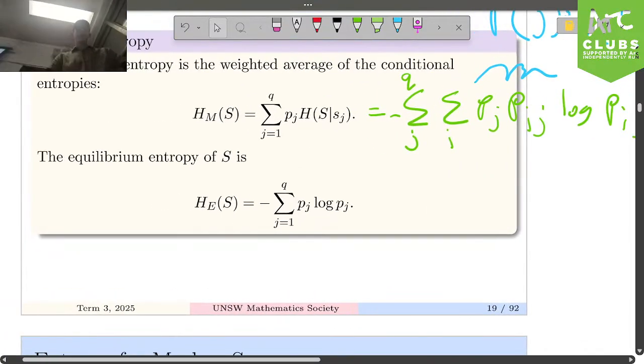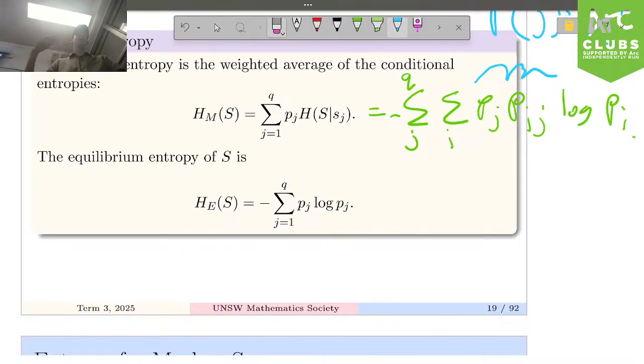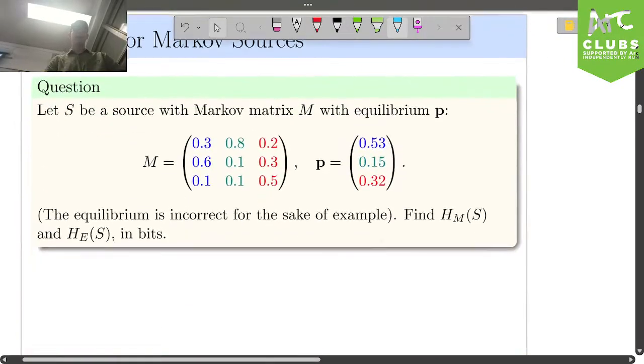We can also define the equilibrium entropy, which we get similarly to how we applied the Huffman code, for instance, on just the equilibrium probabilities. For those equilibrium probabilities, we can also get the equilibrium entropy.